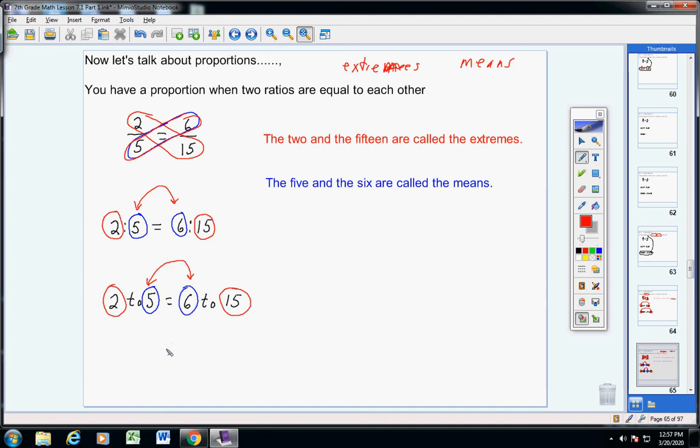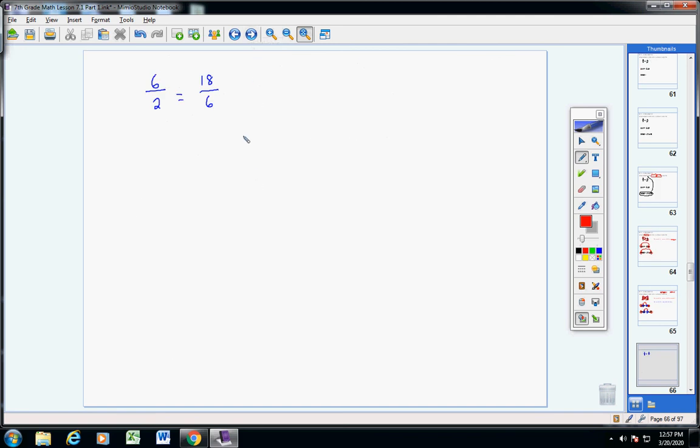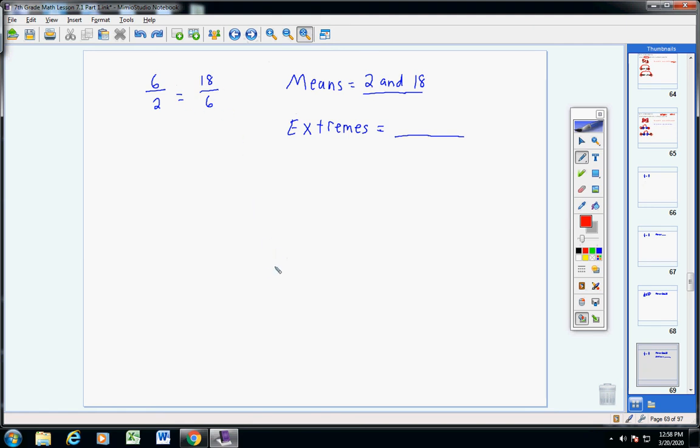Now, I'm moving on, but I want you quickly to pause the video, please, and write down for me the two numbers that are the means. Use your notes if you need to. Are these two numbers the means, or are these two numbers the means? So pause the video and write down the means for me. Okay, you should have written this. Okay, now pause the video, please, and write down the two numbers that are the extremes.